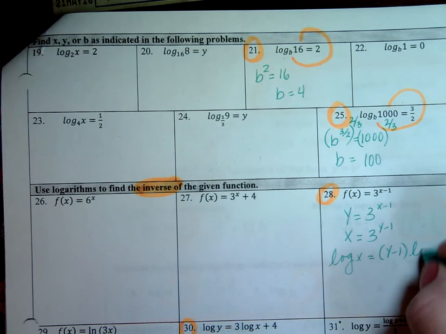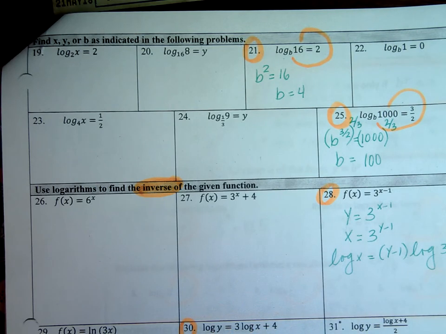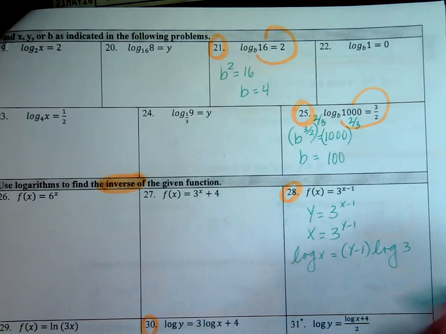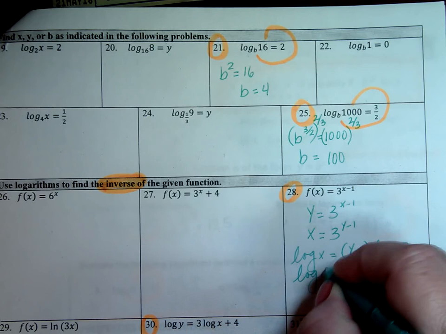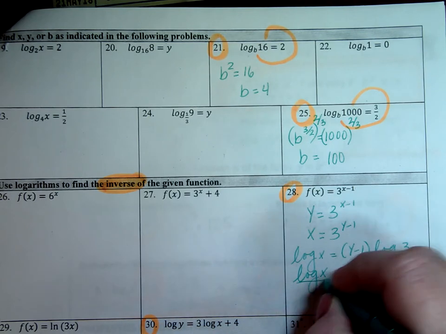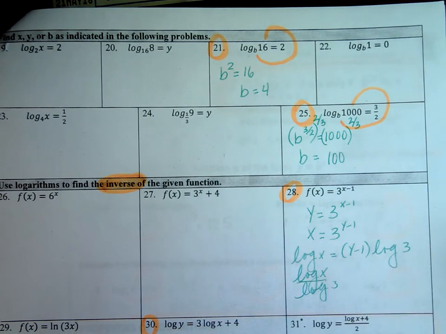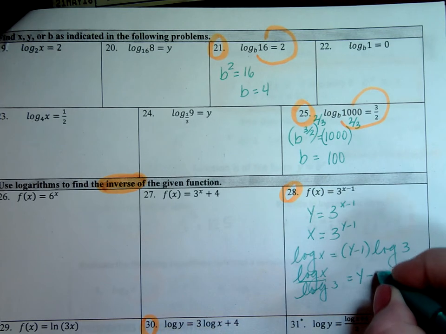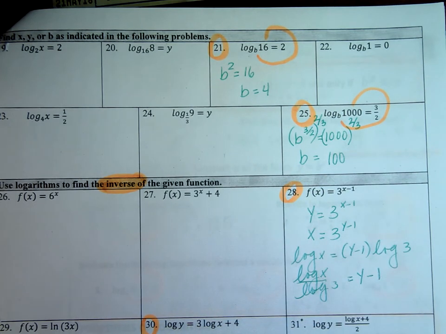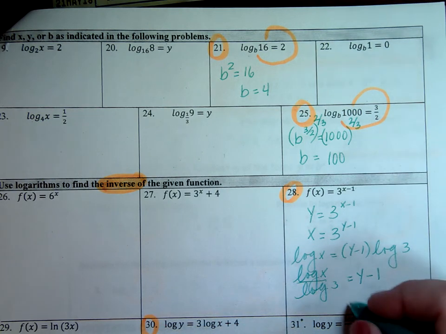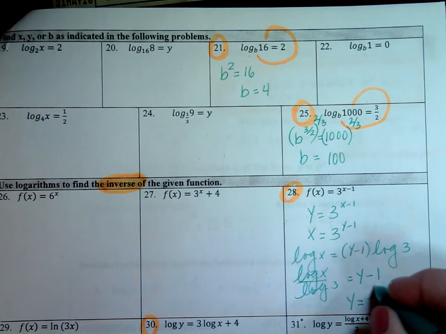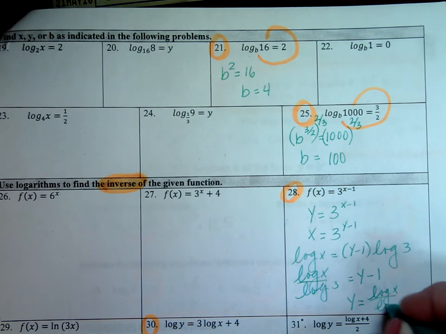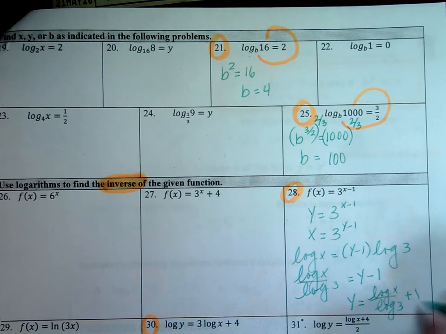Dig me out. I'm looking for the y. Get rid of the log of 3, so that's going to the other side. So I have the log of x over the log of 3 equals y minus 1. Well, how do you get the y by itself? You're going to have to add 1 to both sides. So here I go. Final answer: log of x over log of 3 plus 1. Okay.